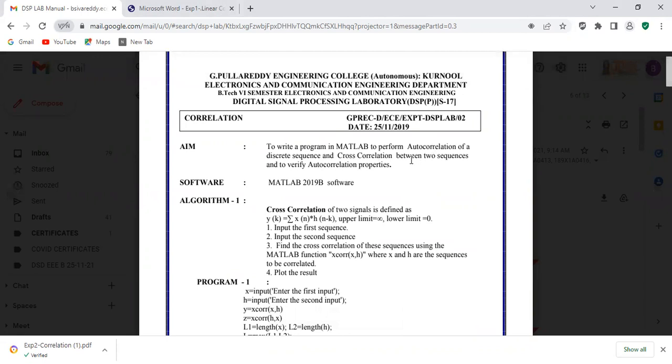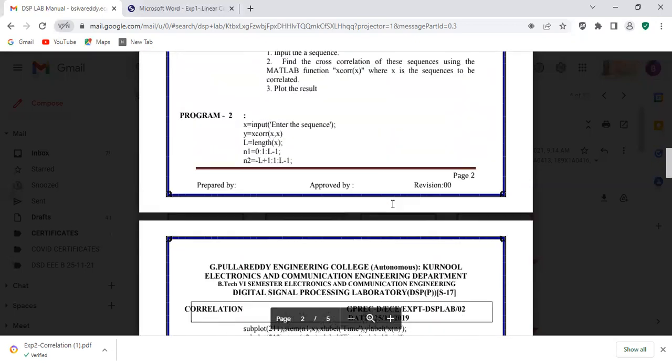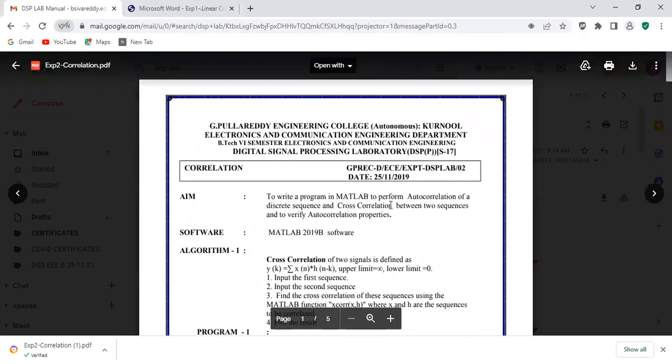So here we are performing two functions. One is autocorrelation and one is cross correlation. Cross correlation means two different signals. Autocorrelation means both are the same signal. So that is the difference between autocorrelation and cross correlation. Here you can observe the two programs.